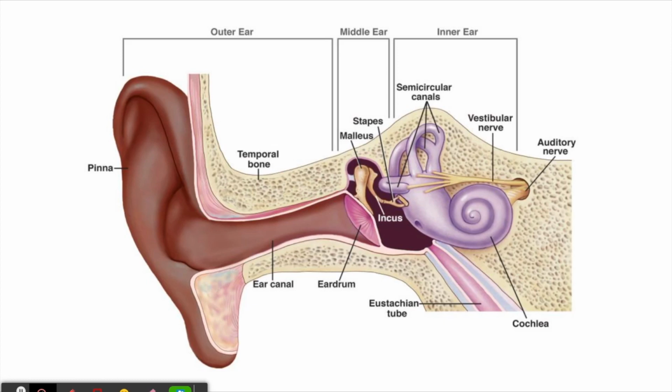The bones in the middle ear, they amplify or increase the sound vibrations, and they send them to the cochlea over here, which is a snail-like structure. It kind of looks like a snail right here. It's filled with fluid. It's in the inner ear, so this section right here.